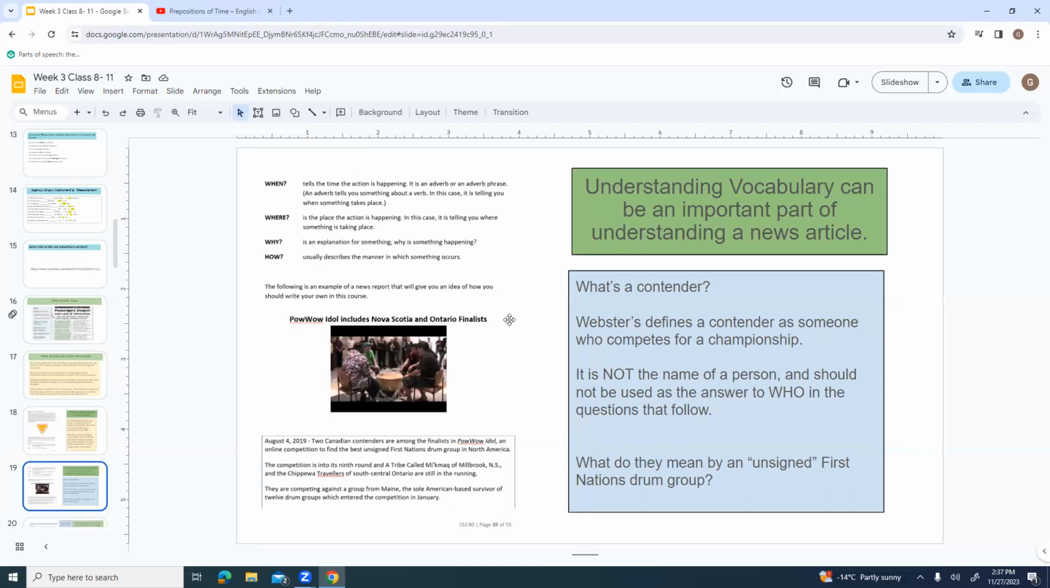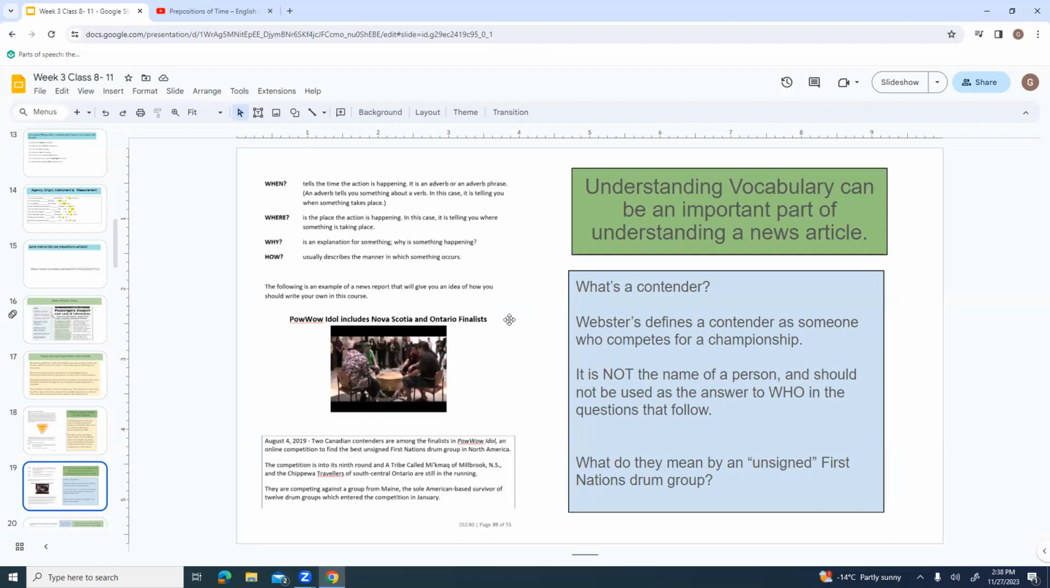First of all, what's a contender? Well, Webster defines a contender as someone who competes for a championship. I've had a few people use this as the answer to the who, but contender is really more like a description in a sense. It's not the name of a person, and it really shouldn't be used as the answer to who in the questions that follow this article. Okay, so it's more like the people that are trying to win, essentially.